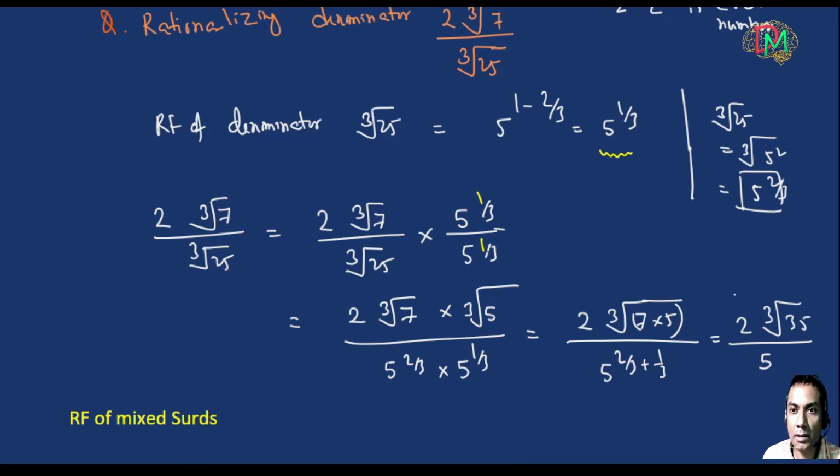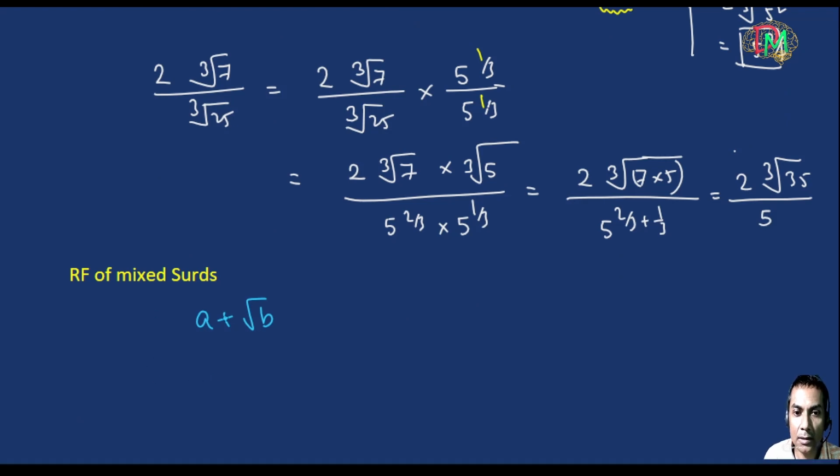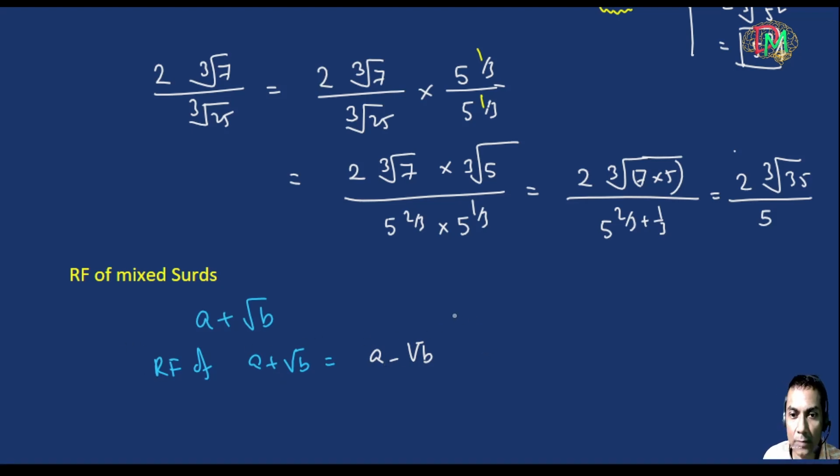So what is the RF of the mixed surd? Let's take the general expression: if the surd is a plus root b, this is the given surd, then the RF of a plus root b will be a minus root b, and vice versa. If it is minus, then it becomes plus, clear.